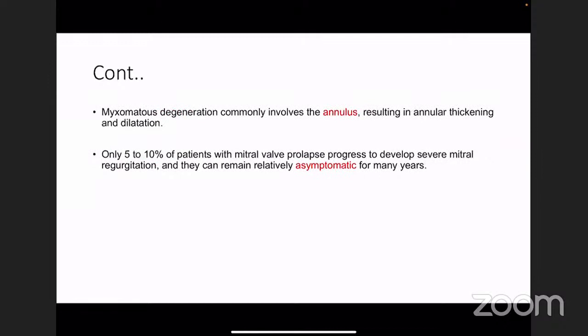Myxomatous degeneration commonly involves annulus rescaling and annular thickening and dilatation. Only 5 to 10% of patients with mitral valve prolapse progress to develop severe mitral regurgitation, and they can remain relatively asymptomatic for many years.